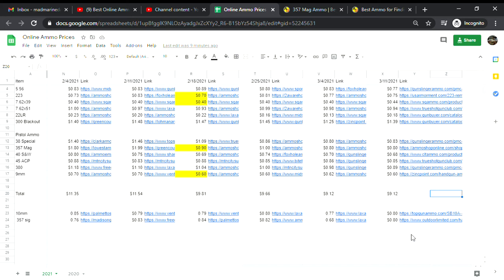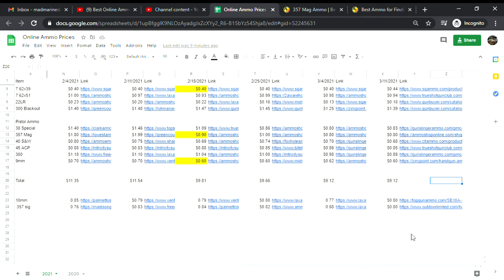10mm, I keep track of these for a viewer who requested it. 10mm is at 80 cents. It does not go into our calculation. And 357 SIG, that's for me, just keeping track of it, 80 cents a shot.